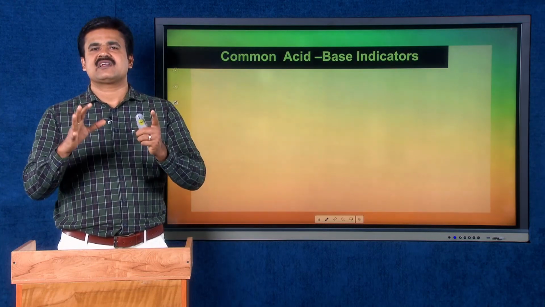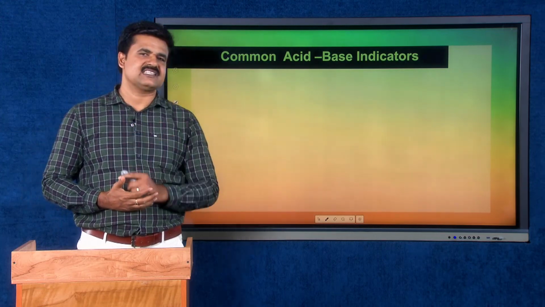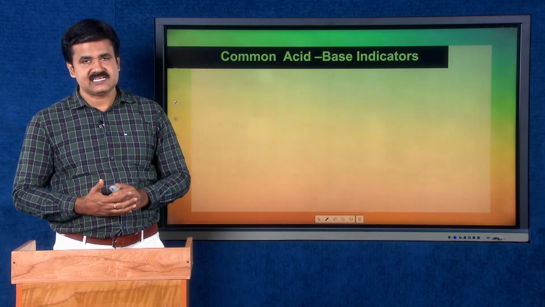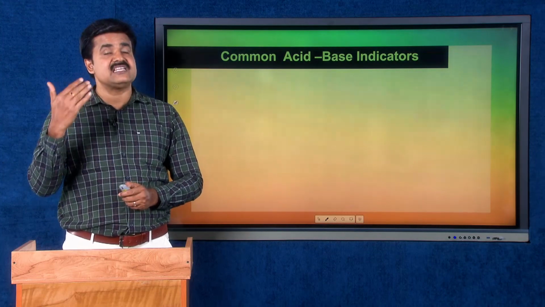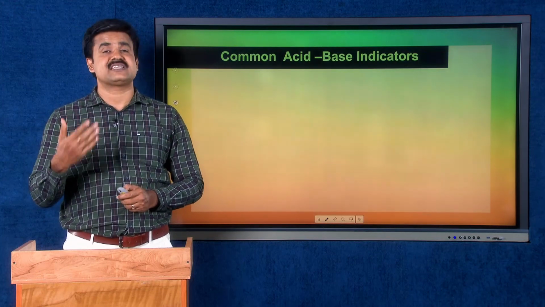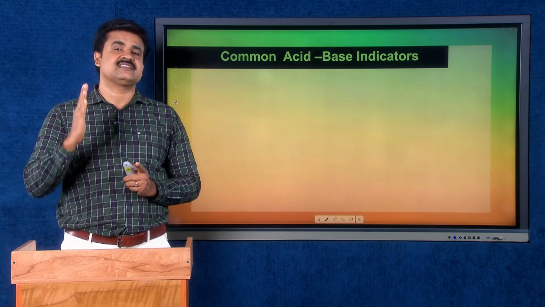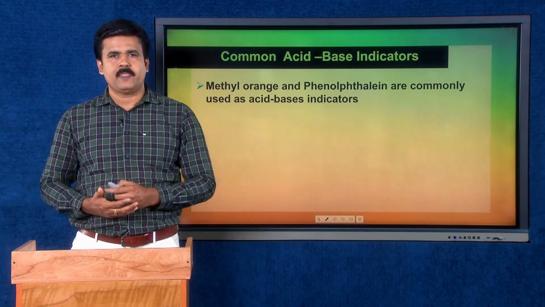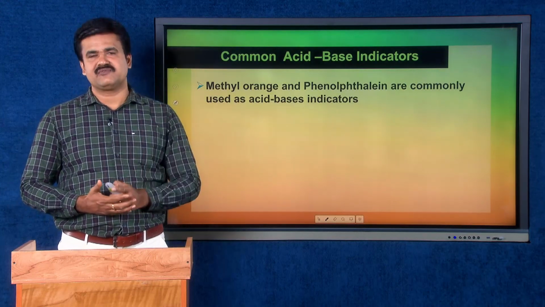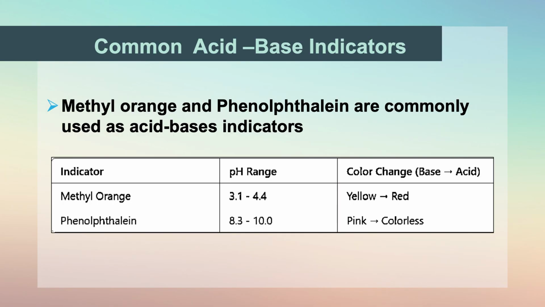Now, we are coming to the more specific acid-base indicators. We are discussing common acid-base indicators. In this area, we will discuss the selection of indicators and which indicator is suitable for a particular acid-base titration. This part of the discussion is more prominent as far as the selection of indicators for an acid-base reaction is concerned. Now, methyl orange and phenolphthalein are commonly used acid-base indicators. Think about their pH range and color change.